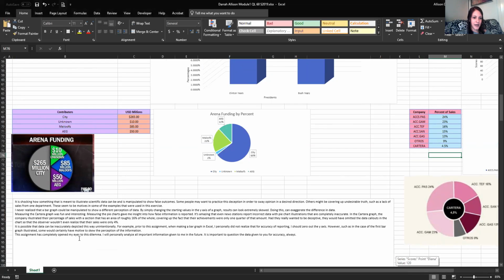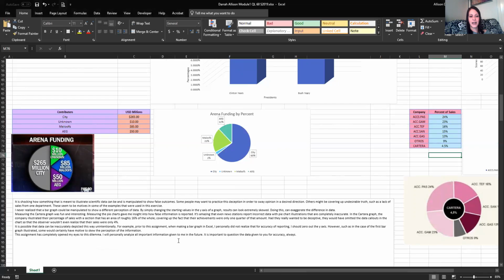So it's possible the data can be inaccurately depicted this way unintentionally. I wanted to give some of these folks the benefit of the doubt. For example, prior to this assignment, when making a bar graph in Excel, I personally did not realize that for accuracy of reporting, I should zero out the y-axis. However, such as in the case of the first bar graph illustrated, some would certainly have motive to skew the perception of the information. This assignment has completely opened my eyes to this dilemma.